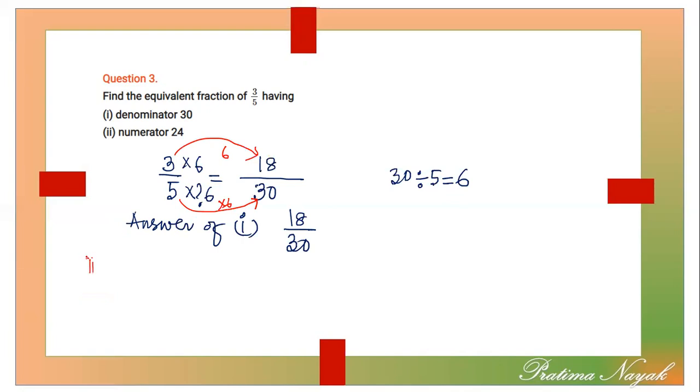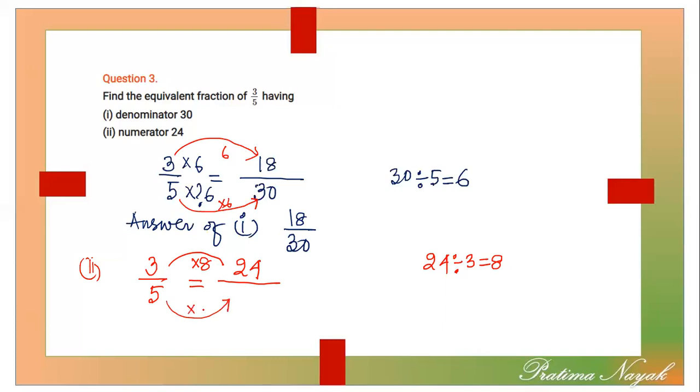Now coming to the second one. Here 3 by 5, you will make the numerator 24. The numerator will be 24. So what is to be multiplied? Check it. 24 divided by 3 will be 8. That means 8 is multiplied here. So 8 times 3 is 24, and the same I'll multiply in the denominator also. How much will you get? Yes, you're correct. Certainly you will get 40.